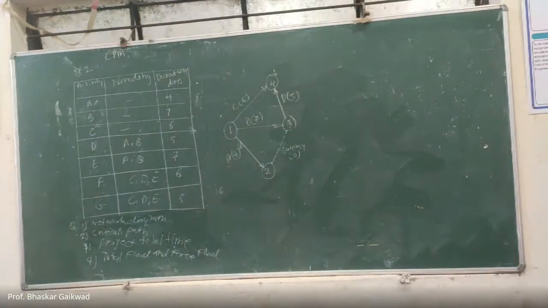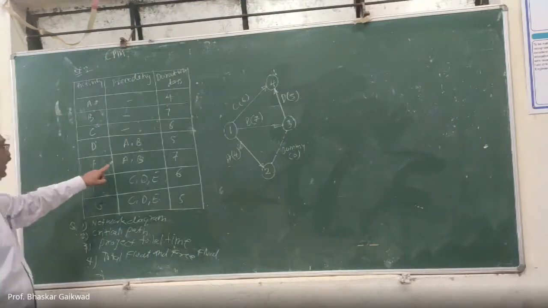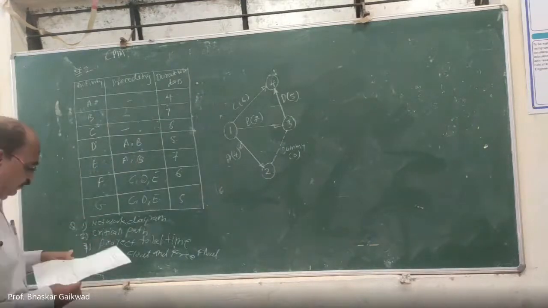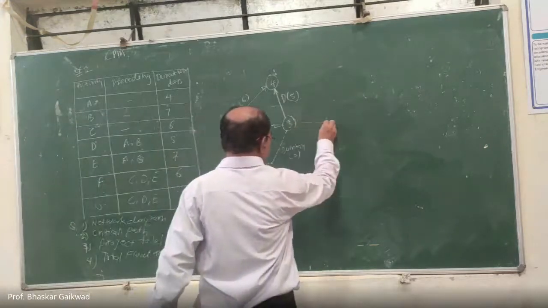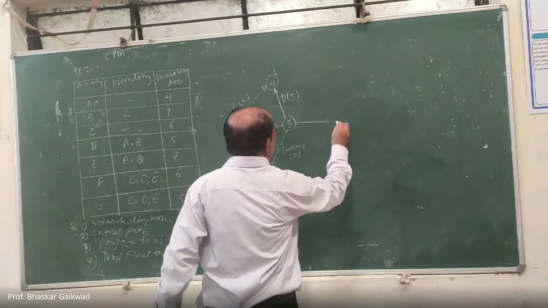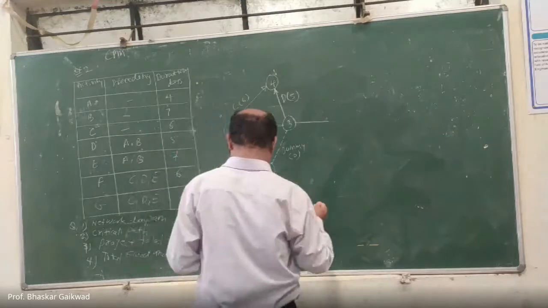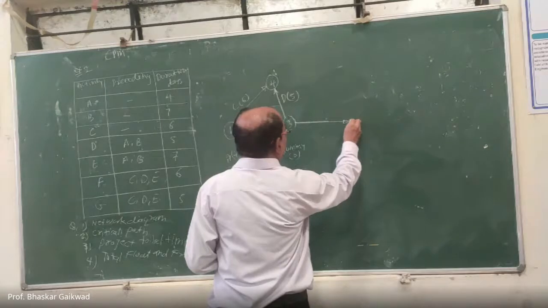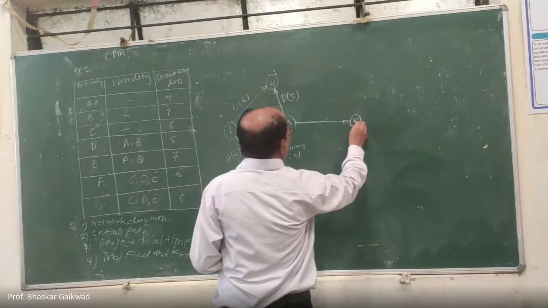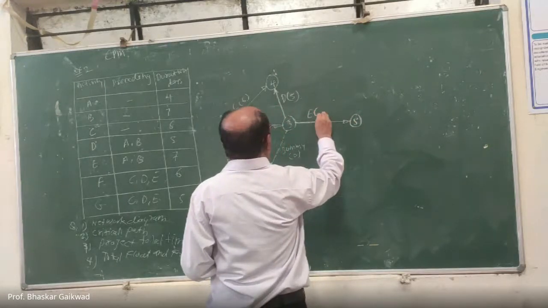Correct. And after that, E will start. E is here, from A and B. So from this, E will start. Let us draw E here. So here it is E, and here node number 5. What is the E? Here 7.